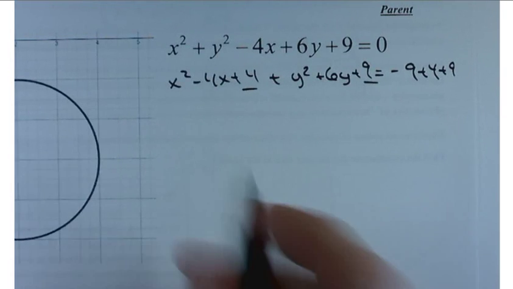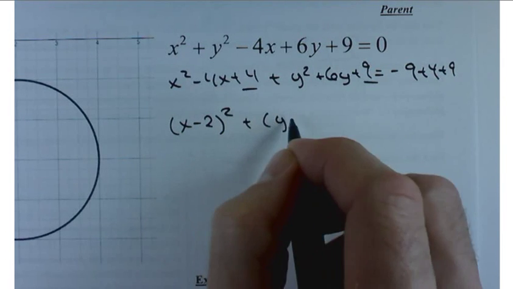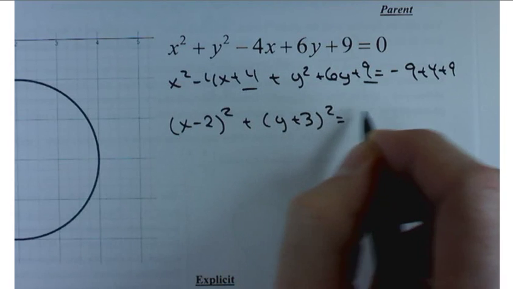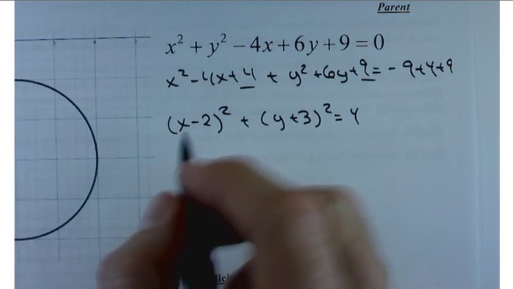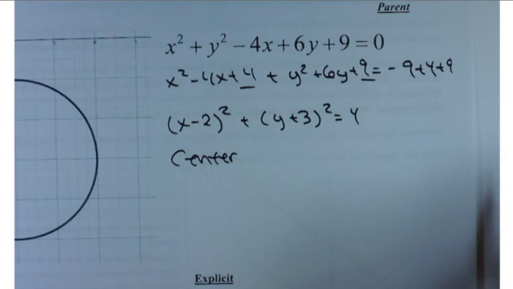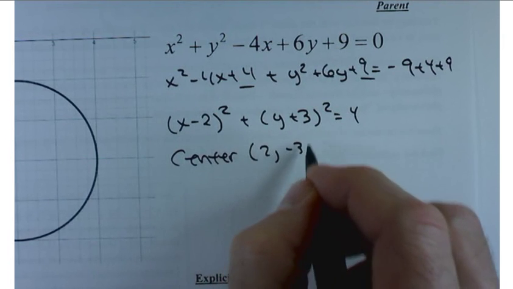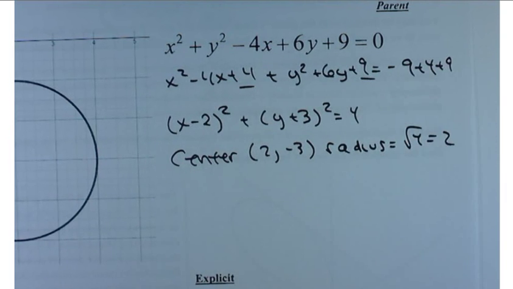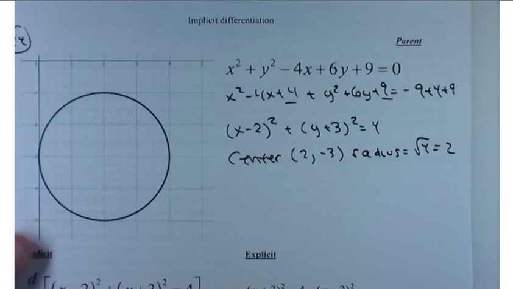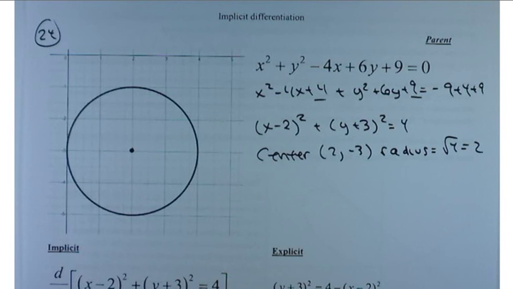So on the left-hand side, I can rewrite this as x minus 2 quantity squared plus y plus 3 quantity squared equals 4. That looks a little bit better. Perhaps more recognizable as a circle. What's the center of that circle? Good. 2 and negative 3. And the radius? Good. Square root of 4 is 2. And isn't that special? That's right over here. Here's your circle.